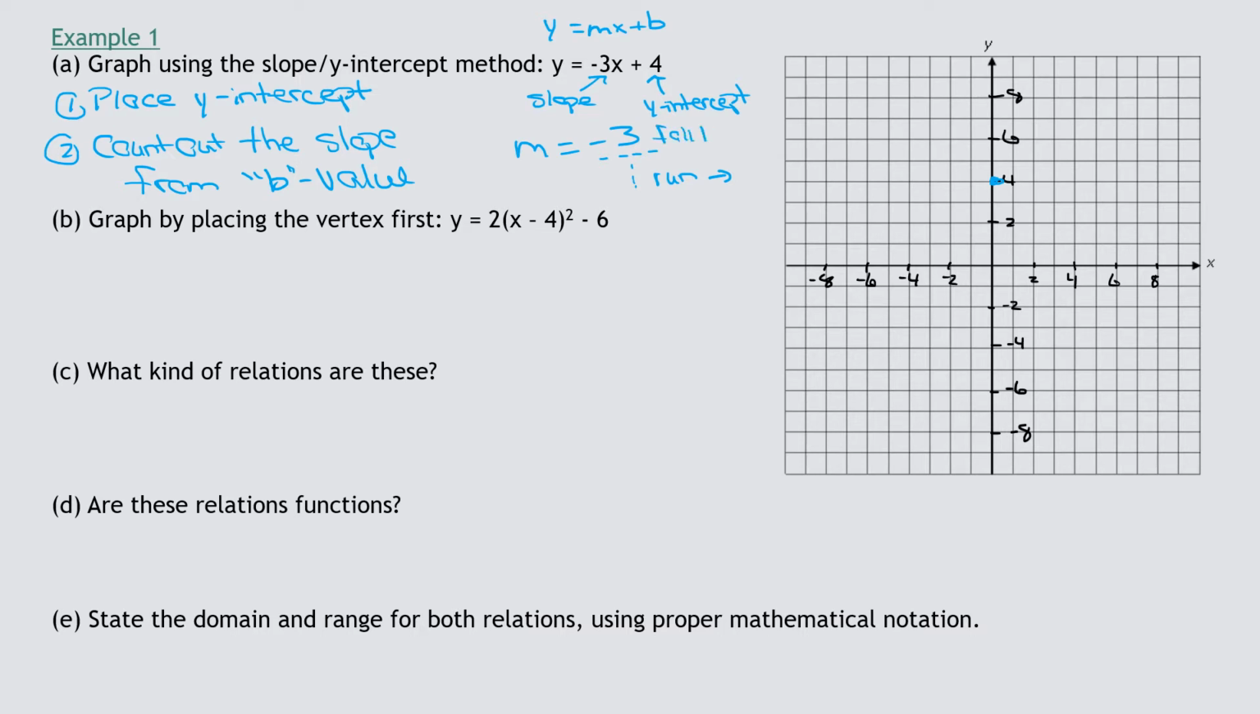It's not a rise. So from my 4, I'm going to fall 3 units. So 1, 2, 3 units, and then I'm going to run 1 to the right, and that leaves me with putting a dot right here. And I can do all that again, just to make sure I get a straight line here. I'm going to fall 3, 1, 2, 3, and I'm going to run 1 and put another dot here.